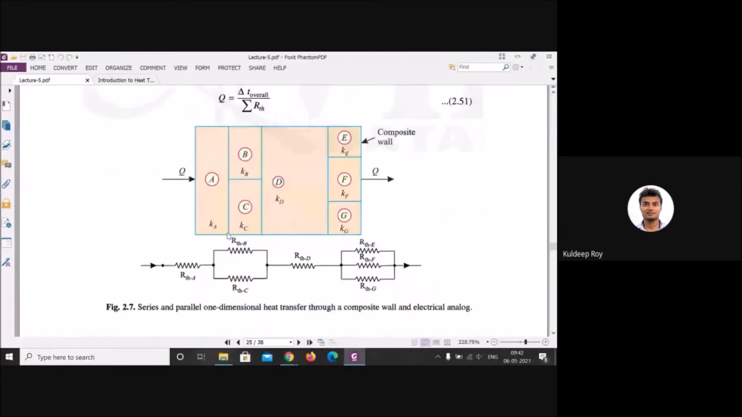Now have a look at A, and here this area has been split. How will you represent that? Here you will represent it like this. It follows like an electricity flow.